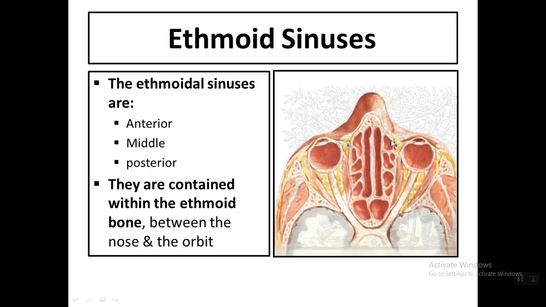نقول أنه the anterior ethmoid sinus will drain into the middle meatus. The middle ethmoid sinus will open into the bulla ethmoidalis, on the upper border of the bulla ethmoidalis, and the posterior ethmoid sinus will open into the superior meatus.